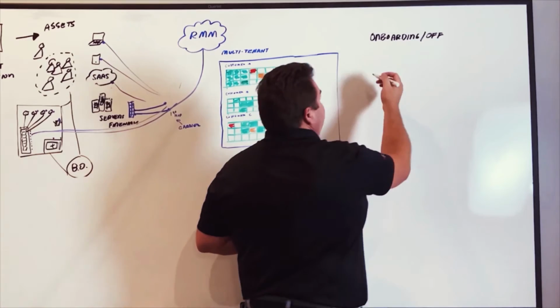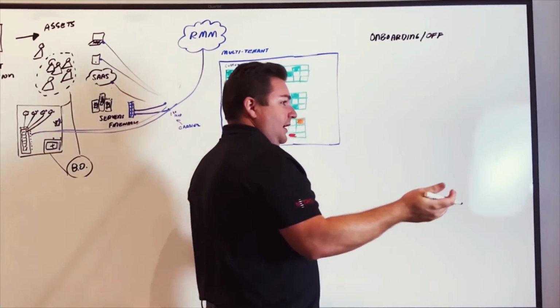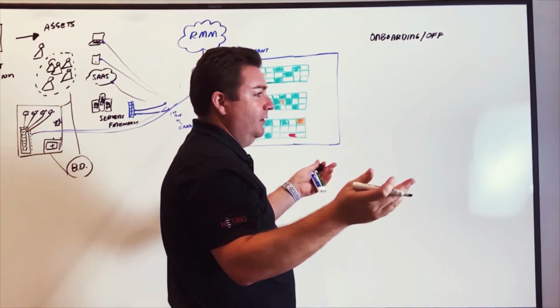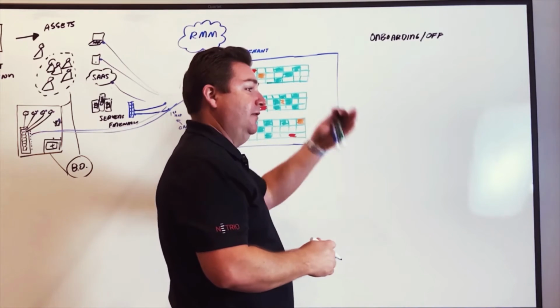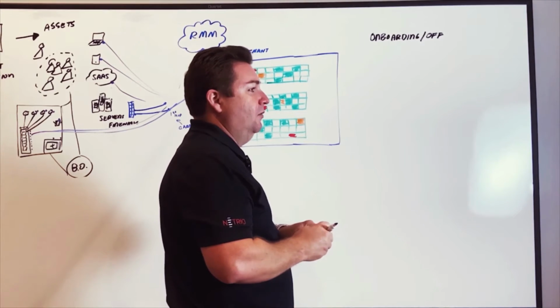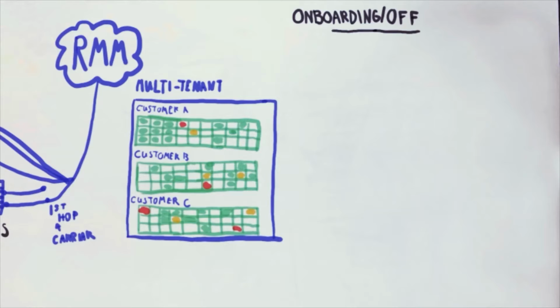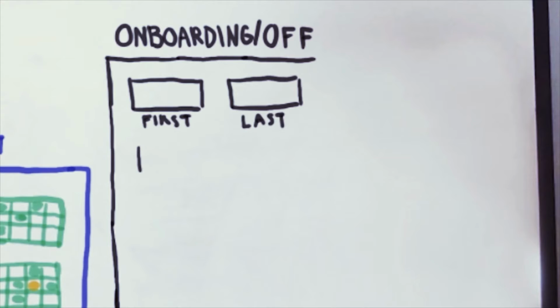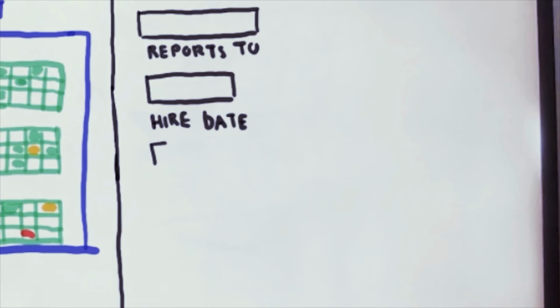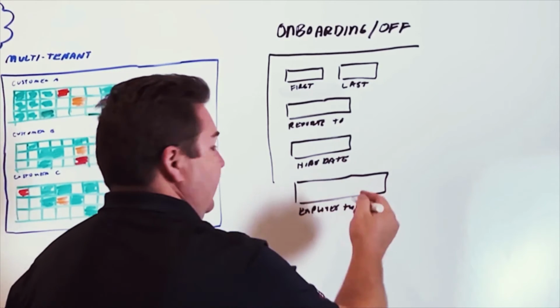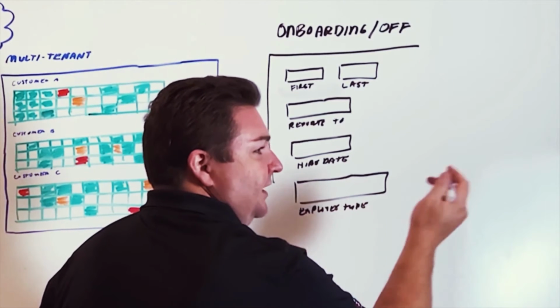And so what it looks like is we sit down with the HR people, we sit down with whoever the hiring managers are, and we say, okay, do you have a documented process? And if they don't, we define it for them, interview style, right? So what this looks like is we create a form, much like you would imagine. First name, last name, reports to, hire date, employee type. This could be W-2, 1099, contractor, temp, role.